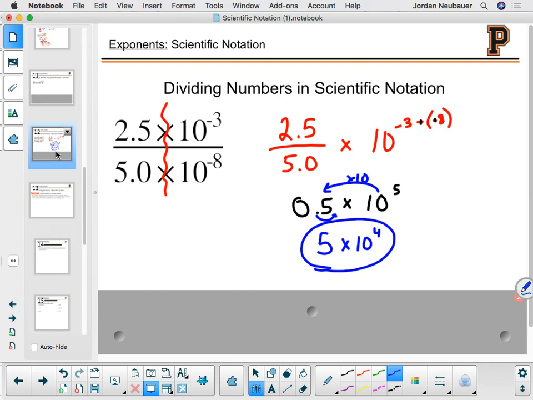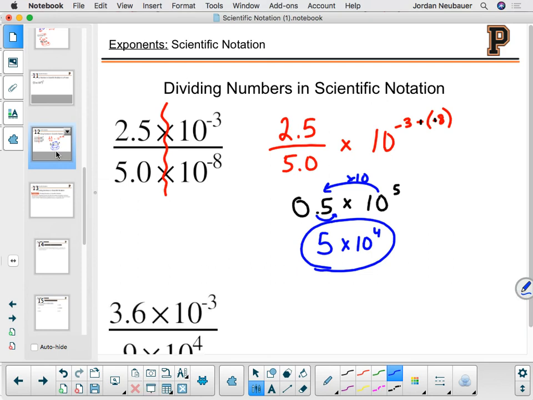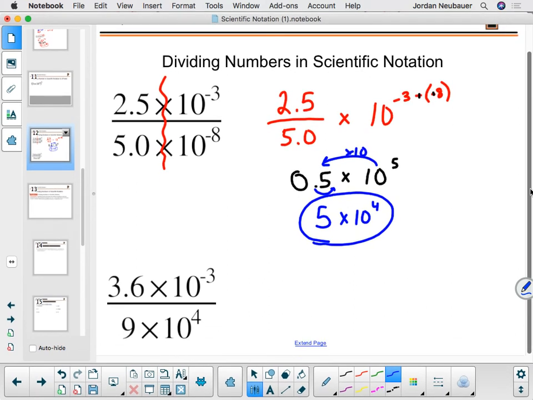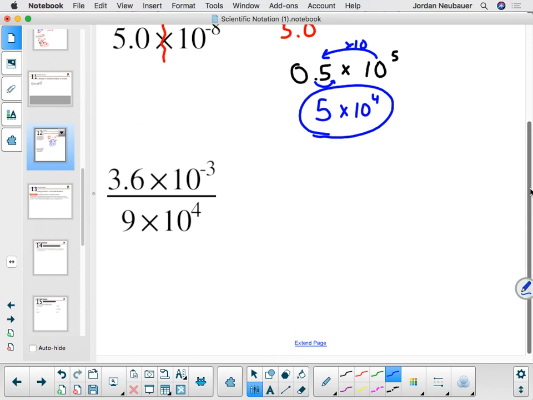So I know this is kind of a heavy content day. We did a lot with scientific notation, introduced the concept, which I'm guessing you have at least seen numbers in scientific notation before, maybe not necessarily known what they are. But just know we can do all sorts of operations with really big and really small numbers quickly by understanding this skill. 3.6 divided by 9, multiplied by 10 to the negative 3 minus 4 power.